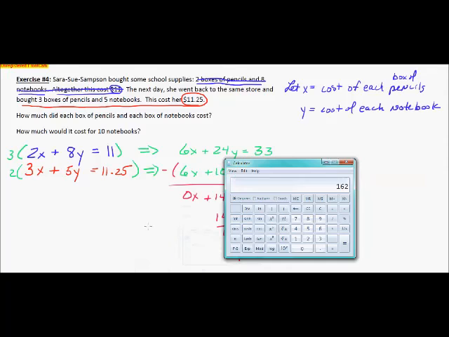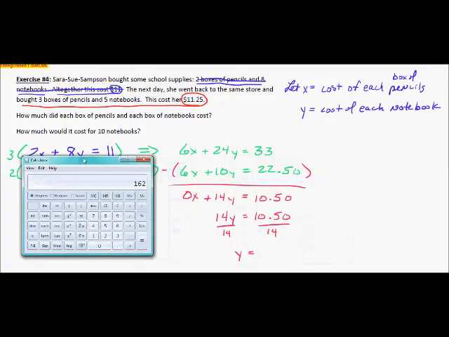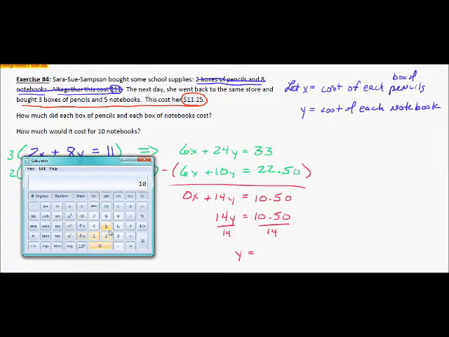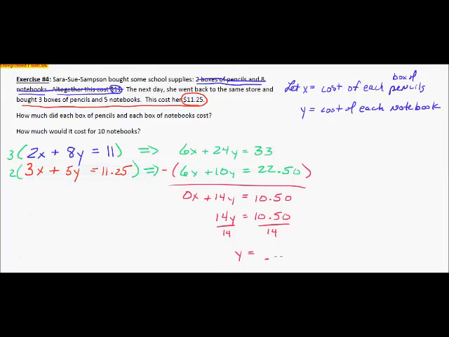And let's get my calculator out here. Move that over out of the way. Let's see, we got 10.50, and I'm going to divide by 14. Oh, 75 cents. Whoops. 75 cents. Okay, so each notebook cost 75 cents.